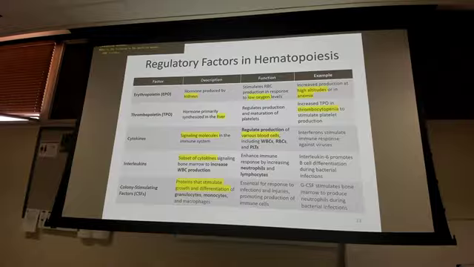This regulates production and maturation of platelets. Cytokines are signaling molecules, and these are found in various blood cells. You have interleukins, which are a subset of cytokines, and these signal the bone marrow to increase white blood cell production. And then lastly, colony stimulating factors, proteins that stimulate growth and differentiation. Just know the EPO, okay?